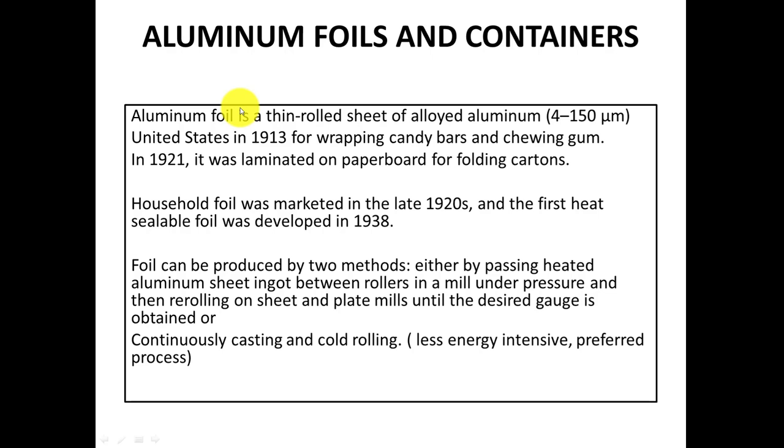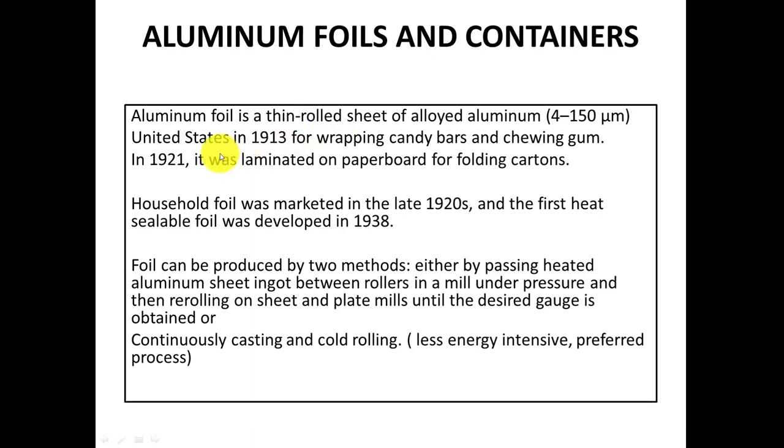Aluminium foil is a very common item in houses, especially in the cities where you carry your lunch. When you need to wrap some kind of egg roll or parathas, to keep it warm for a longer time, aluminium foil is a fashion nowadays also. So aluminium foil is a thin rolled sheet of alloyed aluminium. The thickness is 4 to 150 microns. This is a thin rolled sheet, meaning the aluminium has been rolled into a thin sheet.